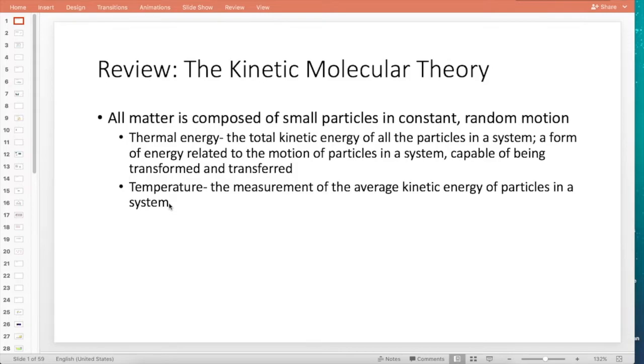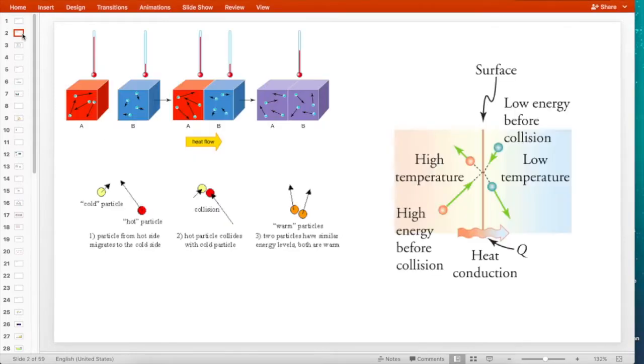A related idea was temperature. Temperature, we said, is just the measurement of the average kinetic energy of a particle in a system. It's not a form of energy, it can't flow, but it gives us an idea of the average energy of the average particle in a system. So we had diagrams that look like this. Here you can see I have two systems, A and B, made up of particles. The particles are moving. The particles in system A are moving faster, so their kinetic energy, their thermal energy is larger than B. The average particle here has more kinetic energy, so the temperature is larger.